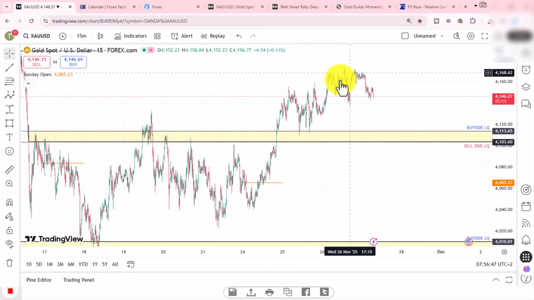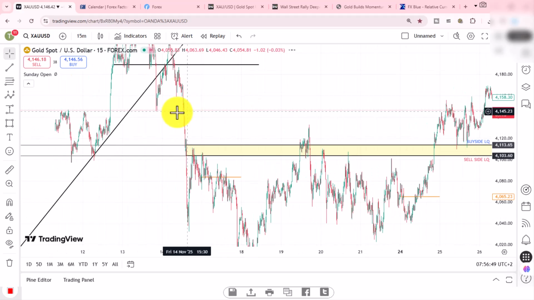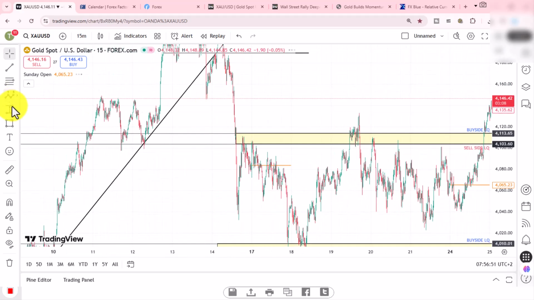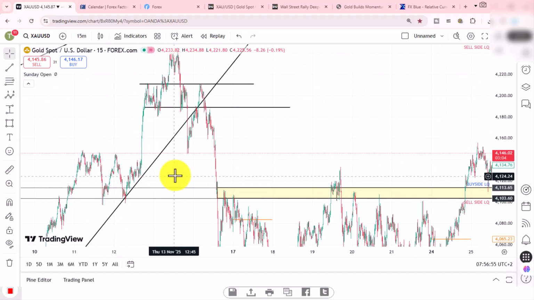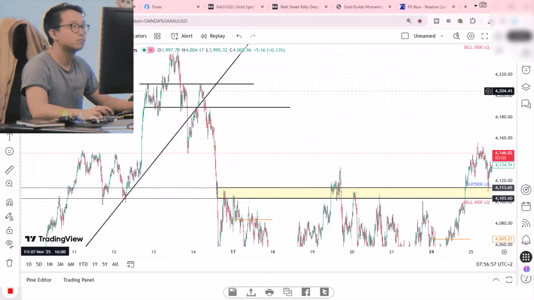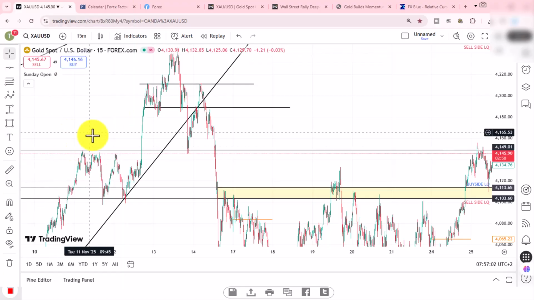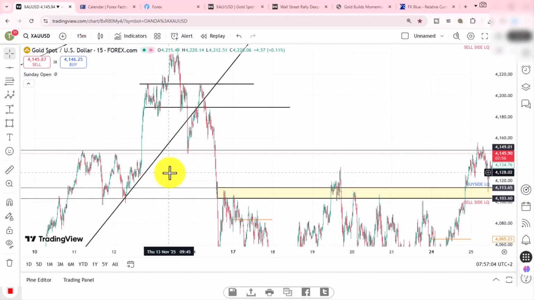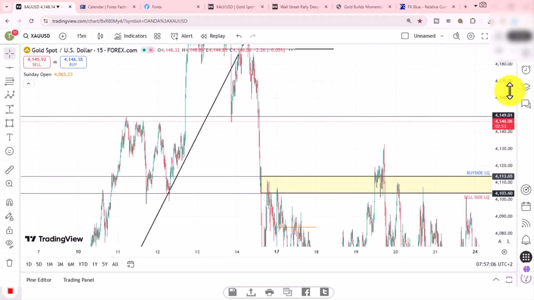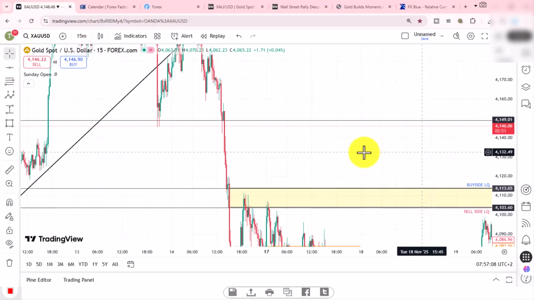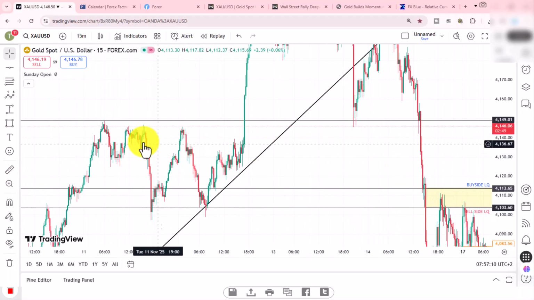I don't know why we are selling here. Let's go check it out. You know why we are selling? Because of this. This was high. This was a market shift. This is why people are selling here. This was another resistance. This is why people are selling.